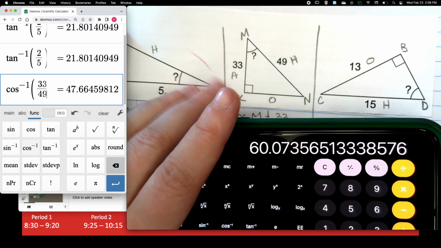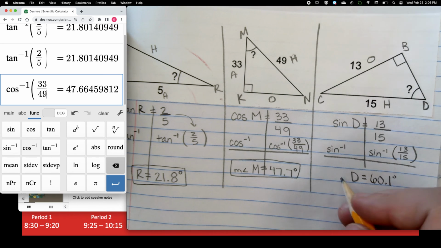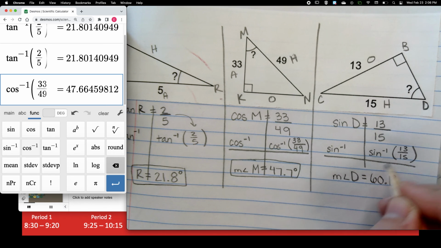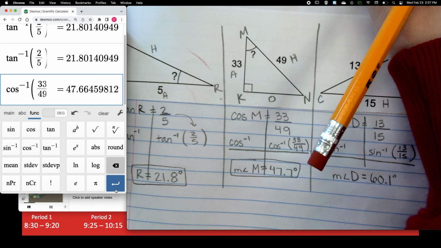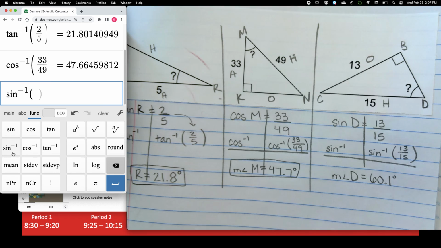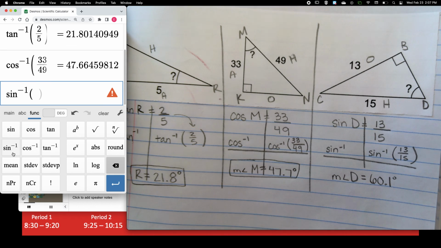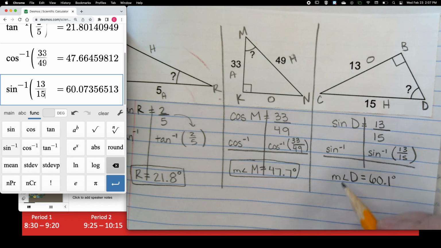60.1. So if you're using your phone calculator, one, I wouldn't recommend it, but two, you actually have to do the inside of the parentheses first in your calculator, then hit that sine inverse button. If you're using Desmos, which is 20 million times easier, you just hit that sine inverse button, and then 13 divided by 15. And it tells you the same answer.